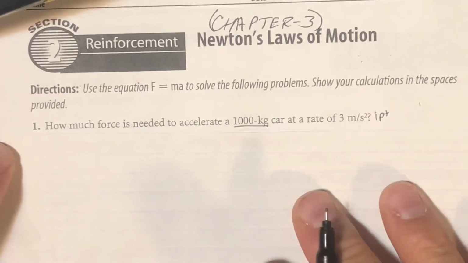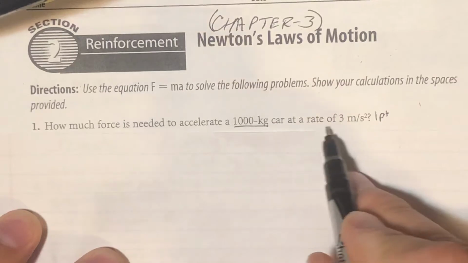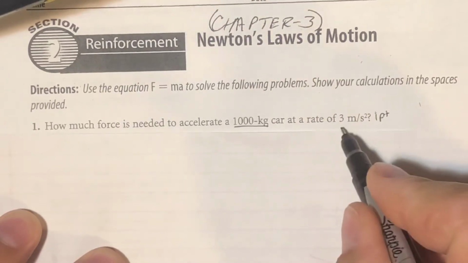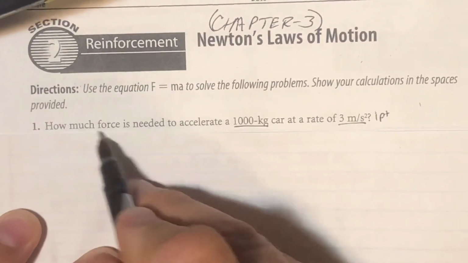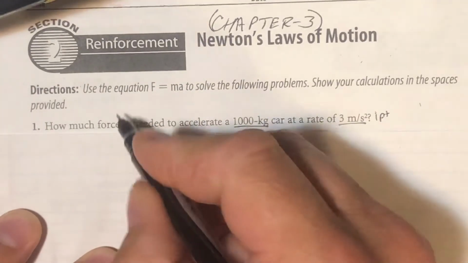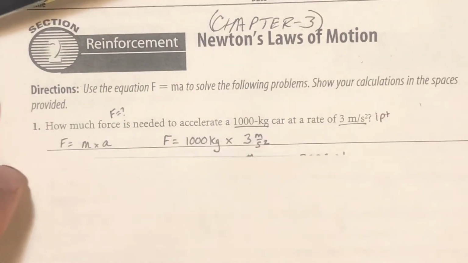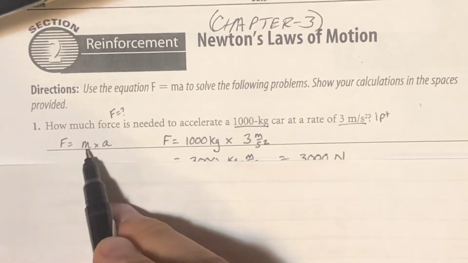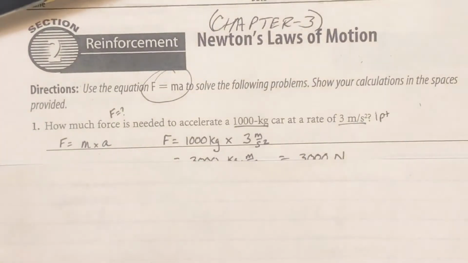So for question number 1, how much force is needed to accelerate a 1,000 kilogram car at a rate of 3 meters per second squared? We're going to ignore this. The first thing we look at is, what are we trying to find? We're trying to find the force. We know that force is equal to mass times acceleration. Well, that's up here. It showed us that.